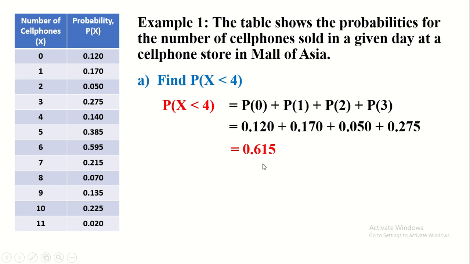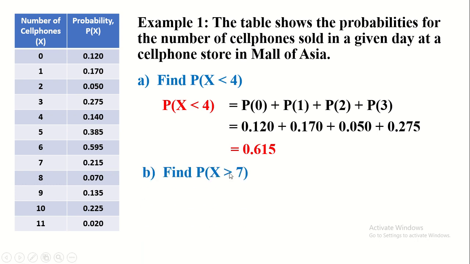Kung matatandaan natin na ang isa sa property ng probability, dapat daw siya ay less than kay 1 or equal to kay 1. So, ibig sabihin, itong 0.615 that is less than kay 1, so this is valid probability.